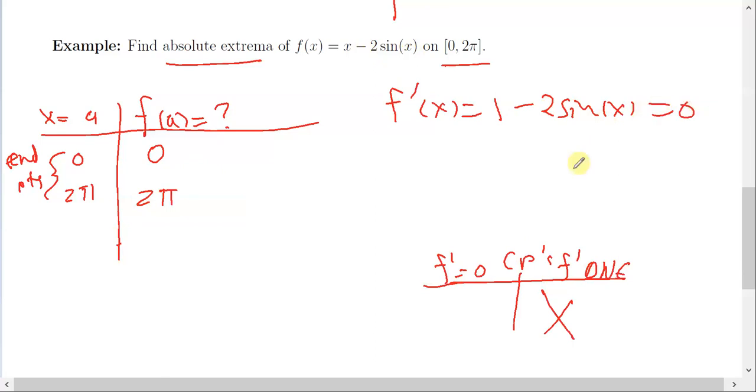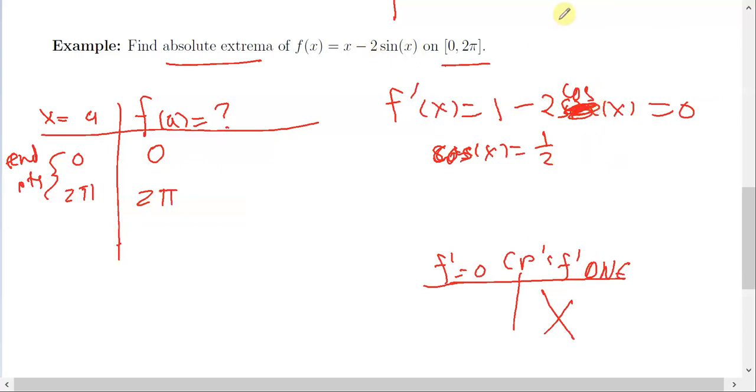So if I set that equal to 0, I bring the 1 over and divide by negative 2. I'm going to get sine x... cosine x. I took my derivative wrong. That'll mess everything up, so be careful there. I'll get cosine x equal 1/2. And so we've got to figure out where that happens in the interval 0 to 2 pi.